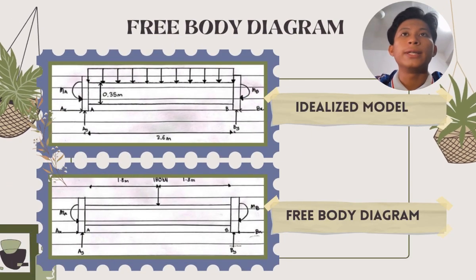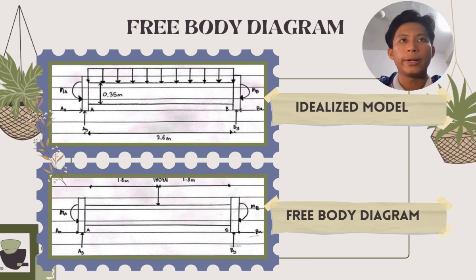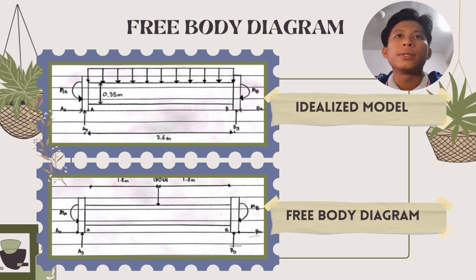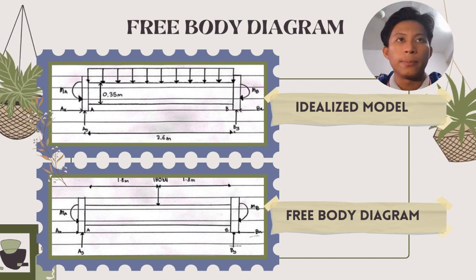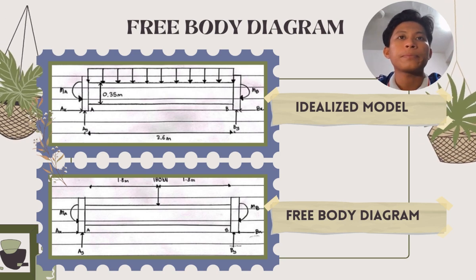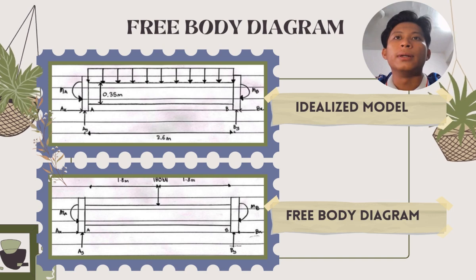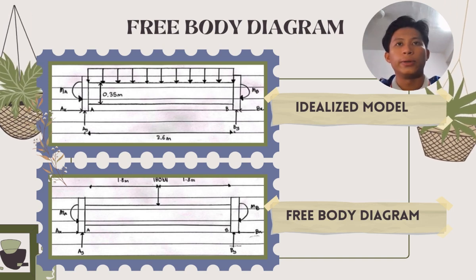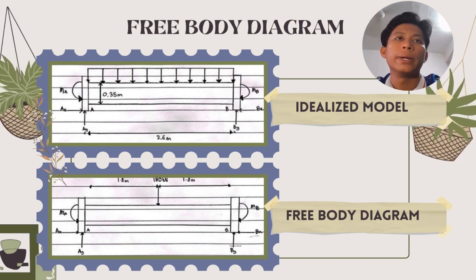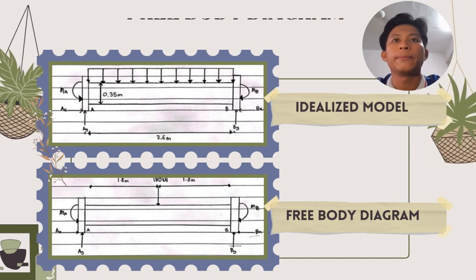So next, for this slide, I will show you the figure of the idealized model and free body diagram. For the idealized model, we can see that both sides of the beam are fixed supports. For the free body diagram, we can see that there is a load of 180 kN, and there is force and moment at both sides, which is at point A and point B.